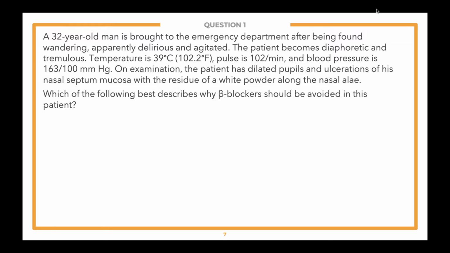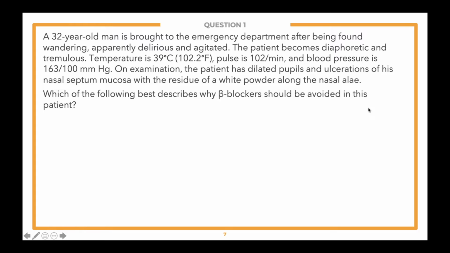Once we cover those up, we move on to the lead-in, which is the last sentence or the question itself. And the reason we do that is because we want you to know what the test writer is asking prior to reading that vignette. This way you don't have to reread that question and waste time and can pick up on all those relevant clues your first go around. So let's go ahead and read that lead-in now together. Which of the following best describes why beta blockers should be avoided in this patient?